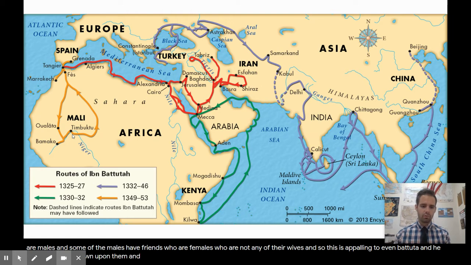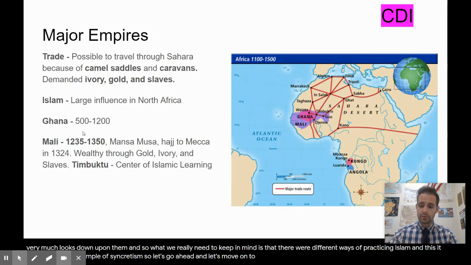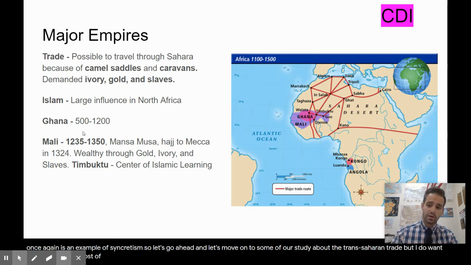And so what we really need to keep in mind is that there were different ways of practicing Islam, and this once again is an example of syncretism. Let's go ahead and move on to some of our study about the Trans-Saharan trade. But I do want you to know that most of the information that we're going to be looking at today does come from Ibn Battuta.